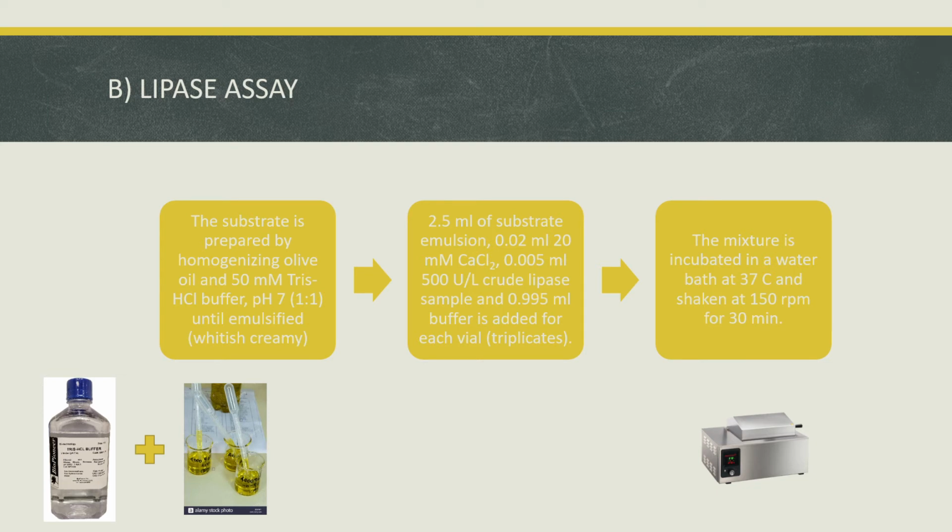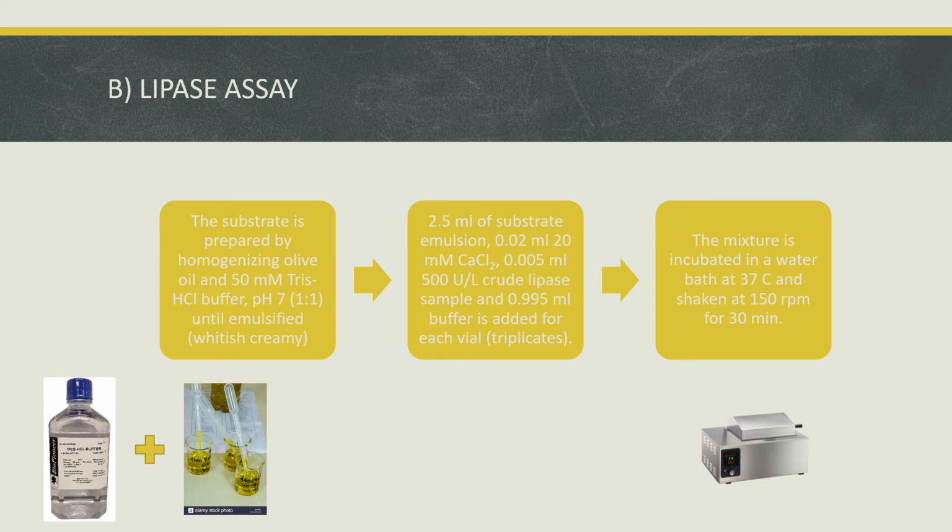First thing first, the substrate is prepared by homogenizing olive oil, as you can see here, and 50 millimolar of tris hydrochloric acid buffer with pH 7 and the ratio of 1 to 1, which is this, until it is emulsified together. It is emulsified when the color turns to whitish creamy with no double layer. That's the sign of it.